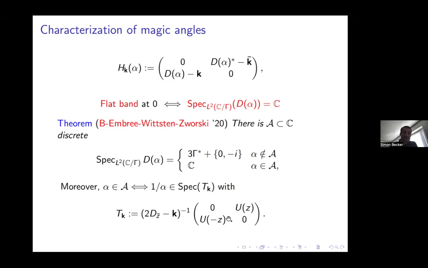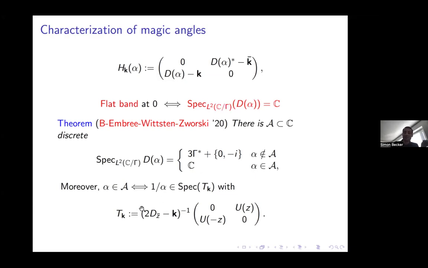So let's look at this for a second. So it turns out, and this is sort of related maybe to this magic angle effect if you want, that the spectrum of tk, even though it is an operator that obviously depends on k, is independent of k as long as you choose k not in the dual lattice, which is the spectrum of this operator here. So we're studying this operator tk on the fundamental domain of our lattice, so L2 of C over gamma, okay?